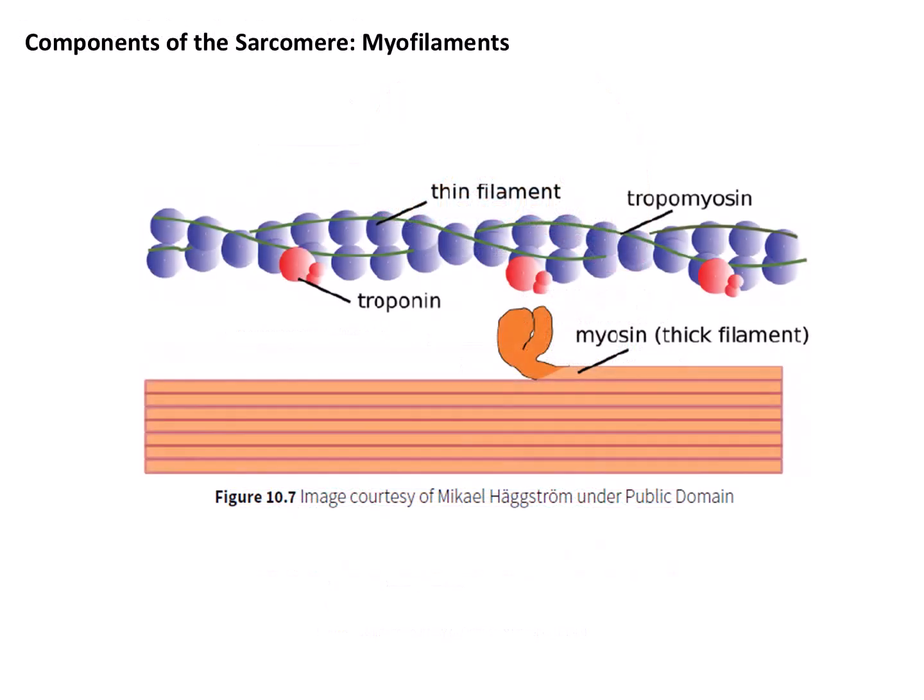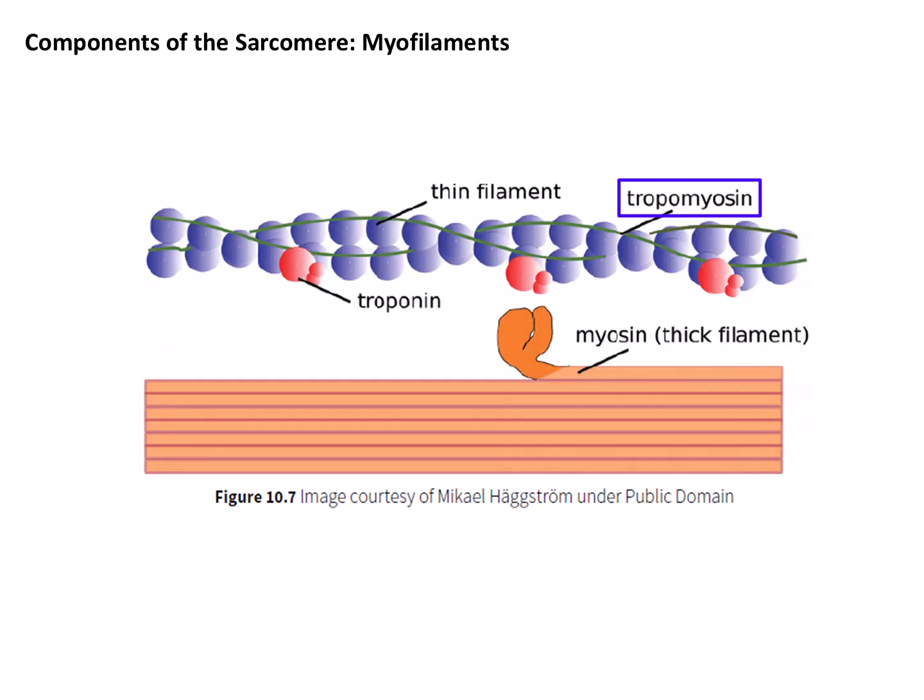Let's look more closely at the structure of thin filaments. While it is largely made of actin proteins, there are other important proteins that contribute to making this filament. These are troponin and tropomyosin. Tropomyosin is a filamentous protein that covers active sites on actin. The active site is where the myosin protein interacts with actin during muscle contraction.